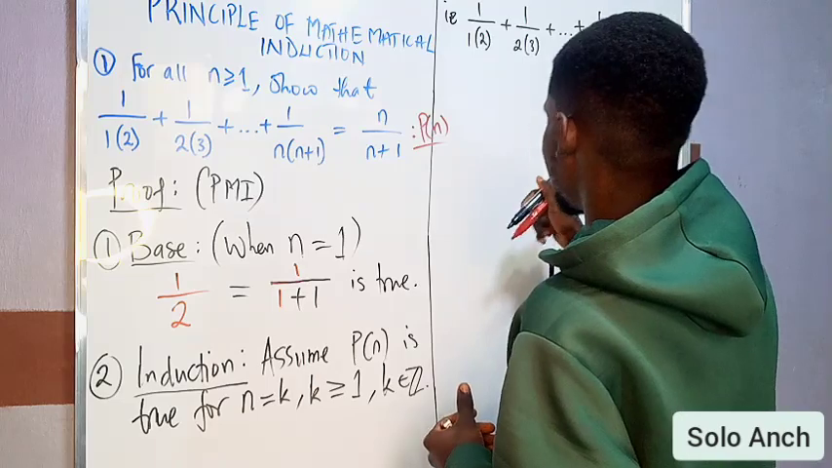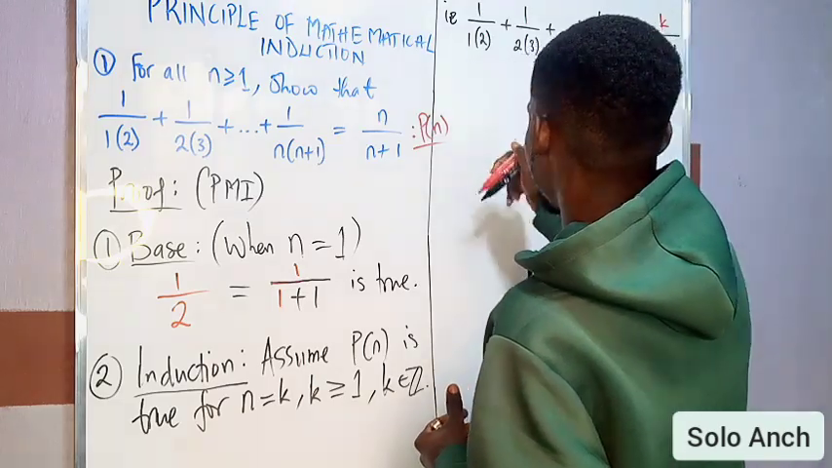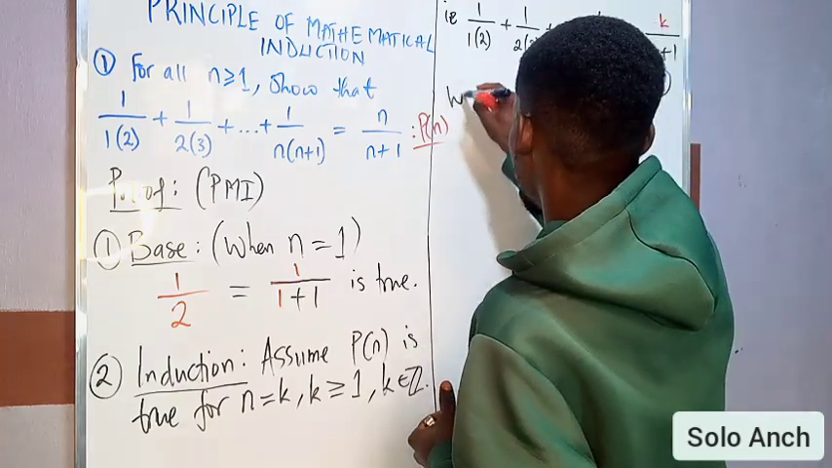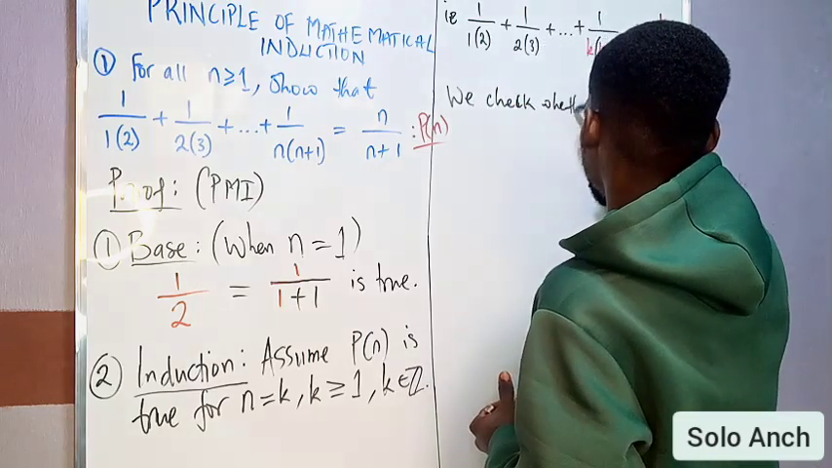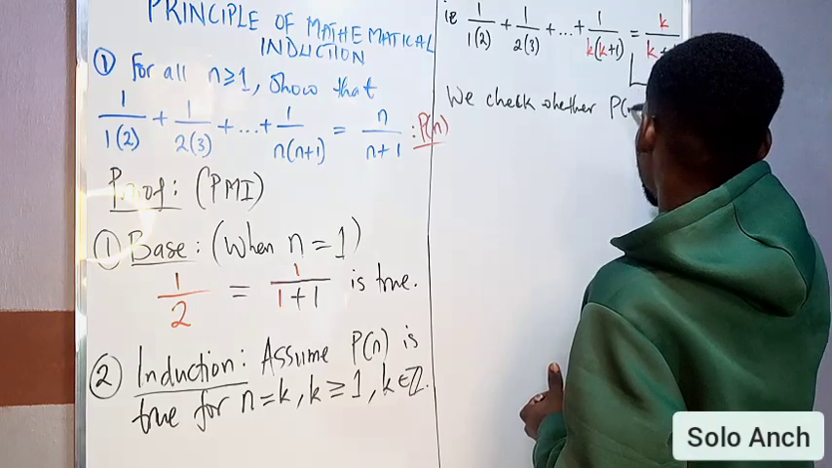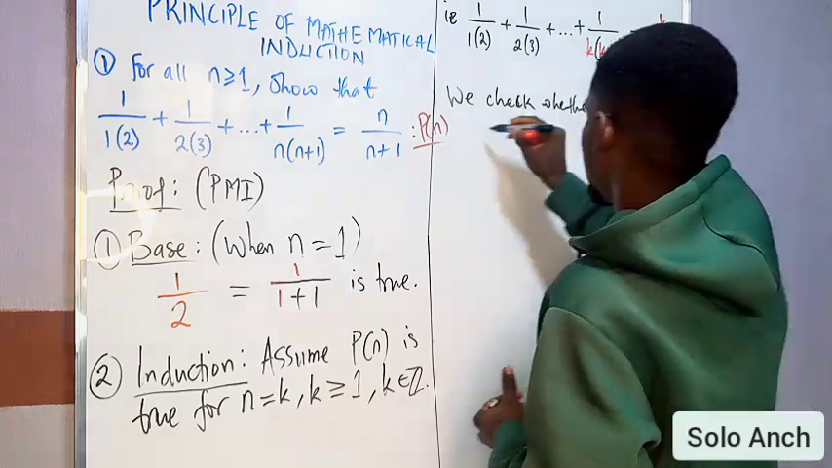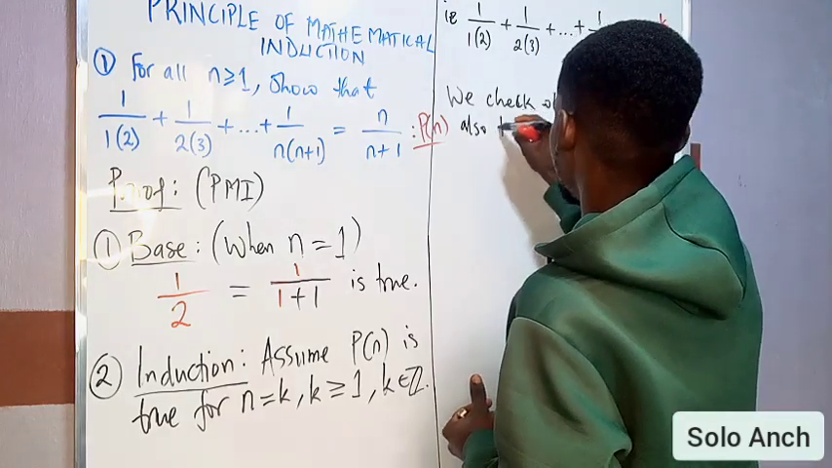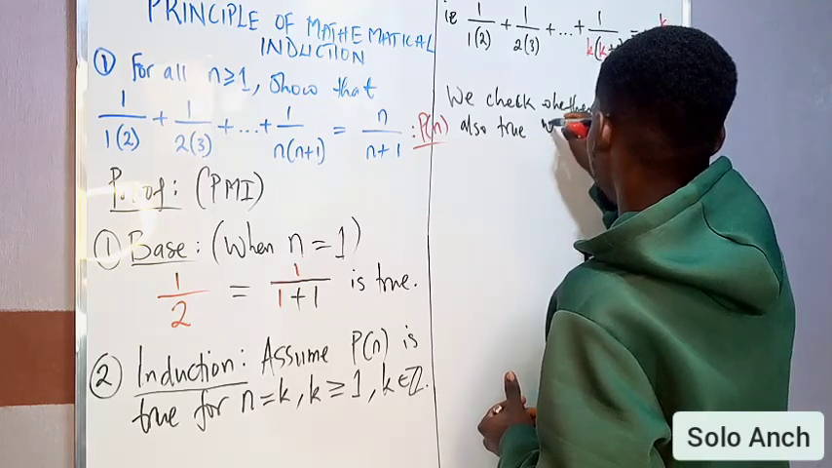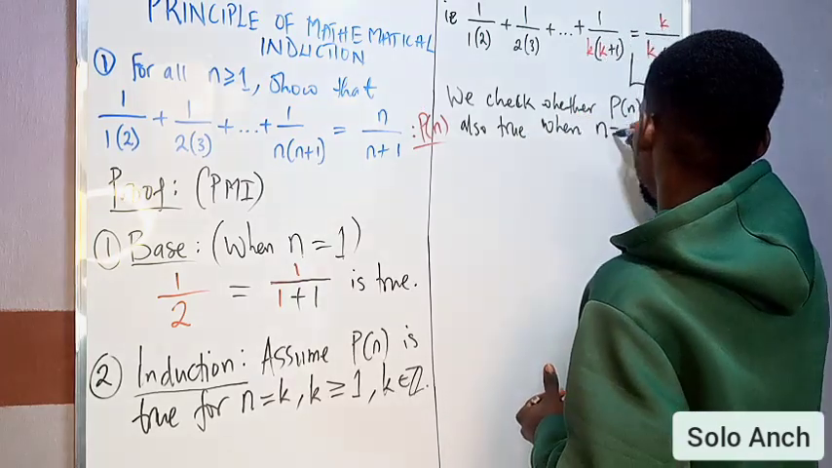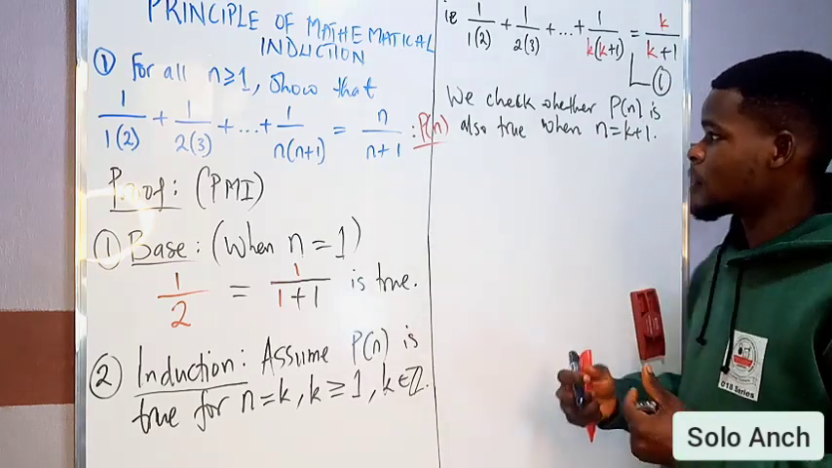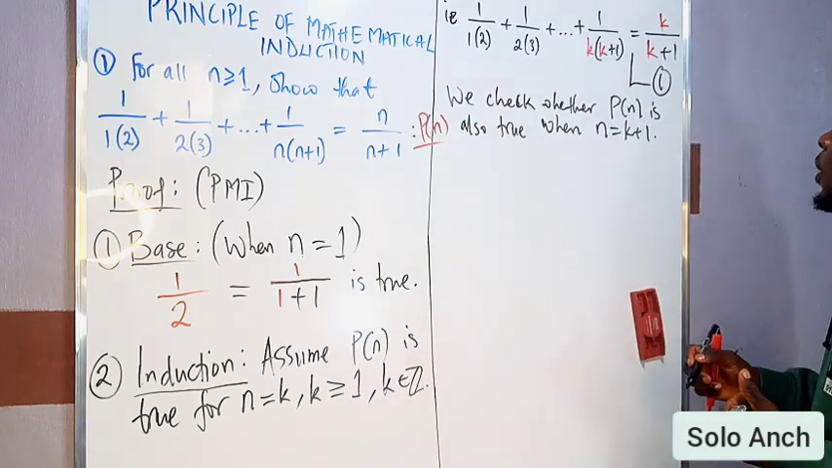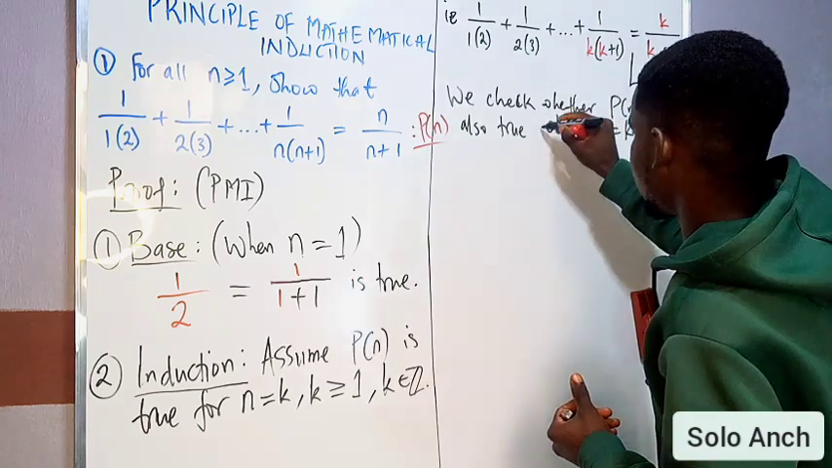So the next thing is we now check whether the statement P of n is also true when n is k plus 1. That is when the n becomes the successor of k. Good. So the successor of a number is the next number. Alright?